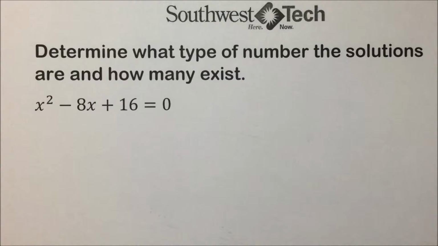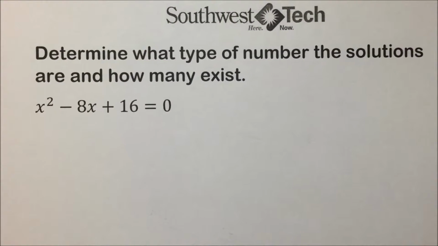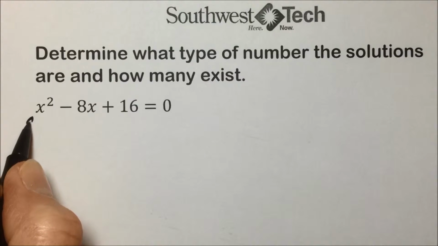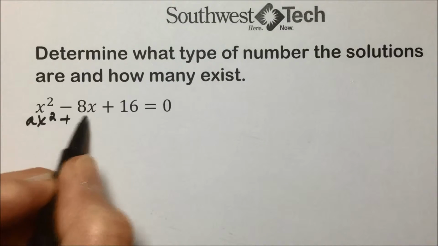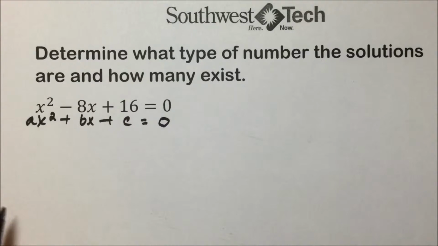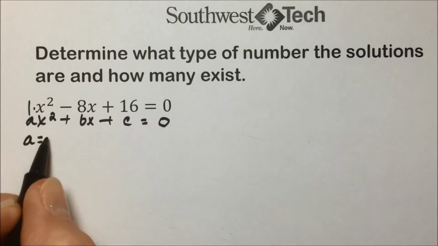Section 8.3. In these examples, they're asking us to determine what type of number the solutions are and how many exist. To do that, we'll use the discriminant, and the discriminant is the radicand from the quadratic formula. So here we're given this equation and comparing it to ax squared plus bx plus c, the standard form of a quadratic equation. We can see that a is equal to 1.